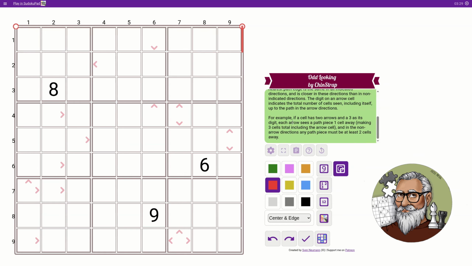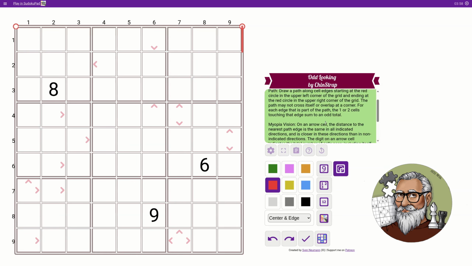Okay. For example, if a cell has 2 arrows and a 3 as its digit, if there is a 3 here, each arrow sees a path piece 1 cell away. Right, because they have to be equal. Yes. Making 3 cells total, so sure. And in the non-arrow directions, any path piece must be at least 2 cells away, because we had 1. Yeah, that's it. The sip of tea. Restart the time. This looked interesting, but I don't know if I can figure it out.